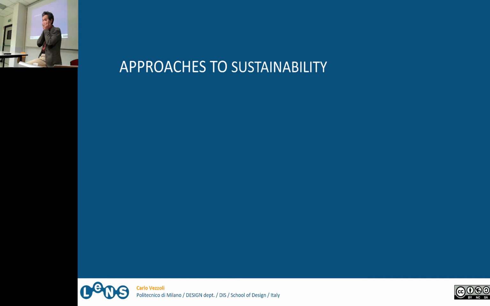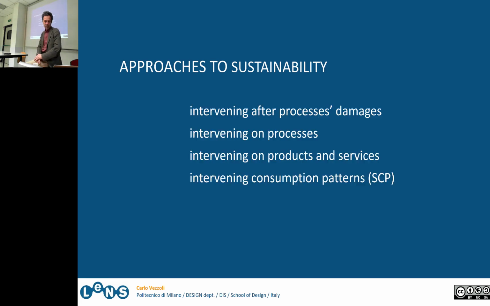First of all, it's good to look at the approaches of humankind in relation to sustainability in the course of history. So, at the beginning, the interventions came after we had a damage. So a process made a damage, okay? So we pollute a lake, we go there and we depollute the lake. So it was downstream. Then we start to intervene on processes. So we start to speak about clean technology. So let's not use those technologies that pollute the lake that we would need to depollute.